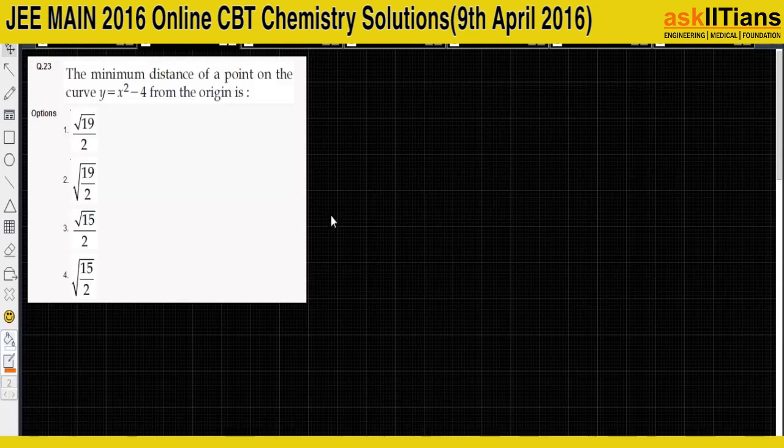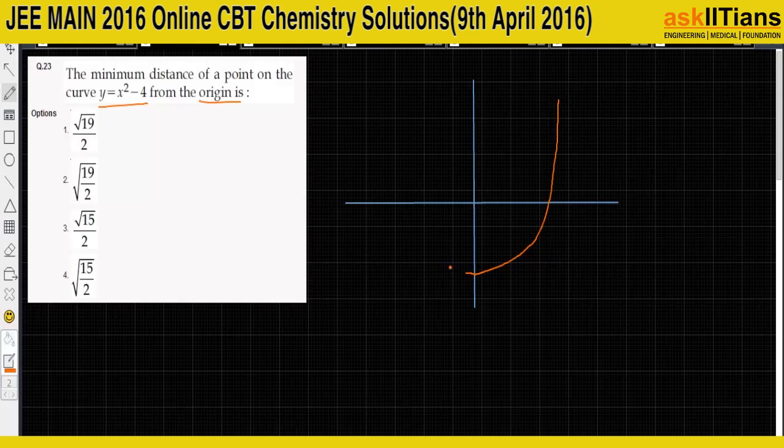Okay, now let's go to question number 23. Question number 23 says: the minimum distance of a point on this curve from origin. So I just want to find the minimum distance from the origin to a point on this curve. If I plot this curve, this is y equal to x square minus 4. The graph of this curve will be a parabola, something like this, shifted 4 units in the downward direction.